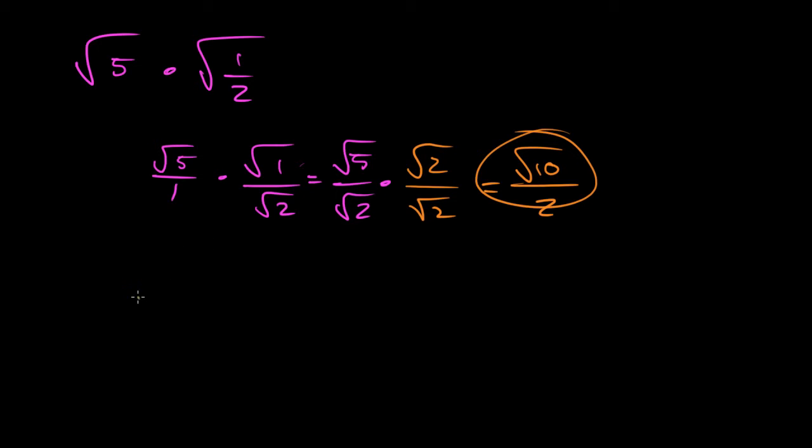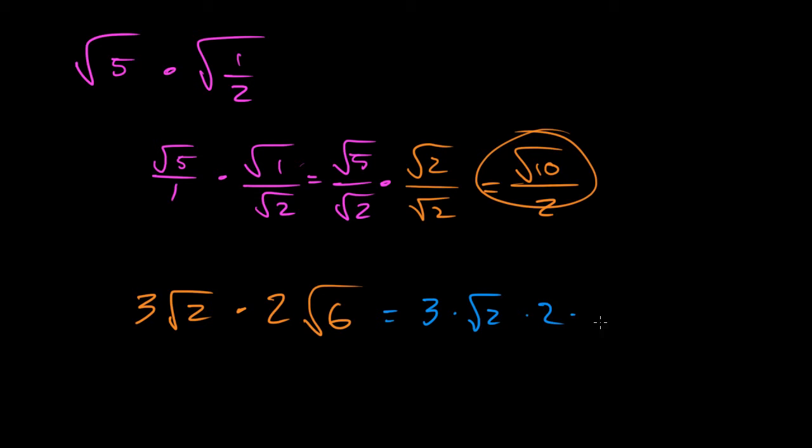What if you had an expression like 3 root 2 times 2 root 6? Well, to start with, know that this expression really means 3 times the square root of 2 times 2 times the square root of 6. And again, we saw that it was helpful if we factored these first, so I'm going to think of root 6 as root 2 times root 3.